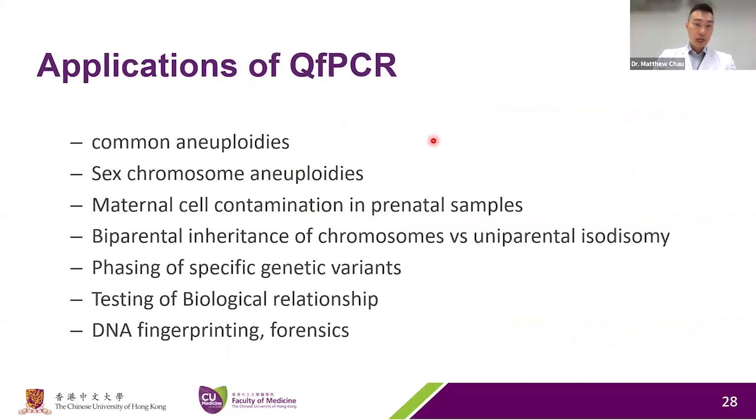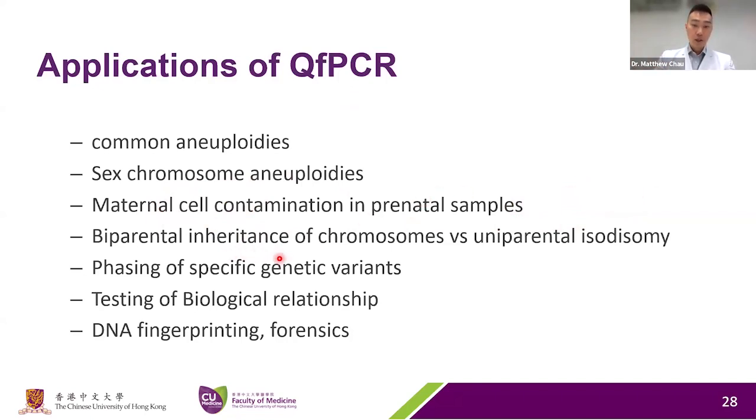Okay, so the applications of QF-PCR include the detection of common aneuploidies. This is typically very fast. We can get results in about 5 to 6 hours. Also, the sex chromosome aneuploidies. We can also use it to rule out maternal cell contamination in prenatal samples. So if the sample is blood stained, typically there is a chance that there is maternal sample inside amniotic fluid. So we would always do QF-PCR to rule out MCC before testing it to ensure that we're not testing the maternal sample alone.